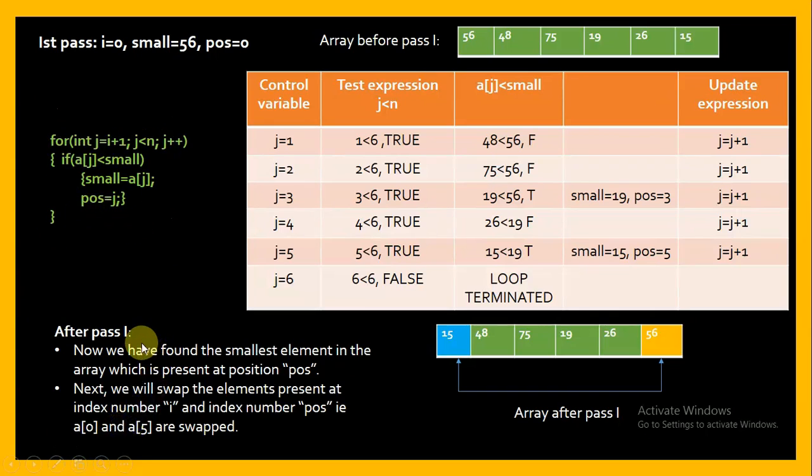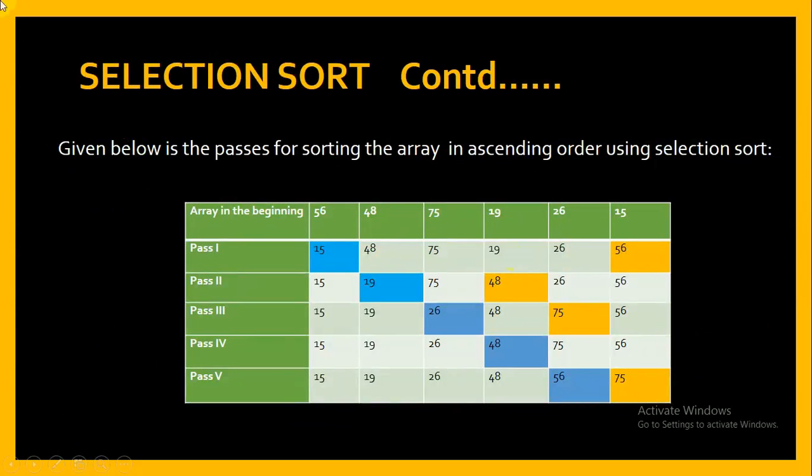After the termination of the loop, the next step is that we swap the element. Now we see that the smallest element is present here. The next step is to swap the position of this element and the position of the very first element. So we can see here now the 15 is copied here and 56 is copied here. So after pass 1 my array will look like this. We are not discussing all the passes in detail, but in every pass the same procedure will happen.